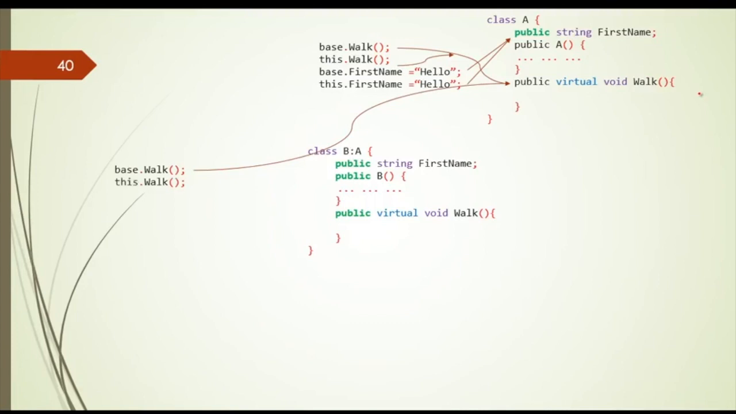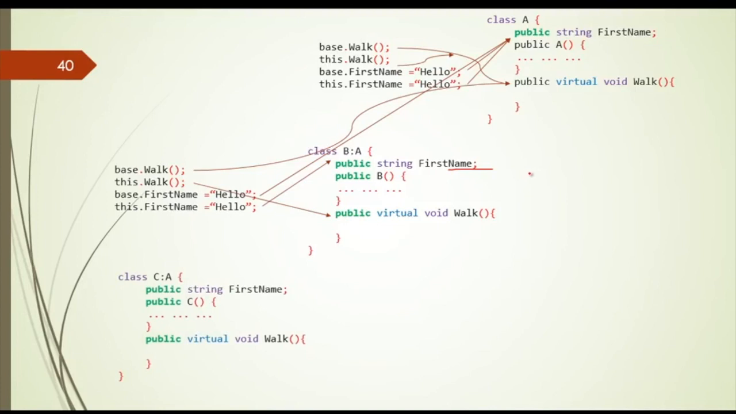When we say this, it means a method inside this class, not outside of the class. So this.walk means this method. If we call this from the B class, you have to understand that. If we say base.firstName, it will represent the first name from the base class or parent class. And if we say this.firstName, it will represent this class's first name.